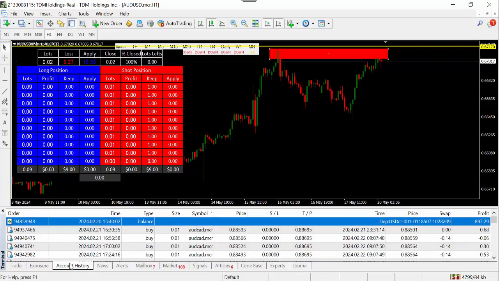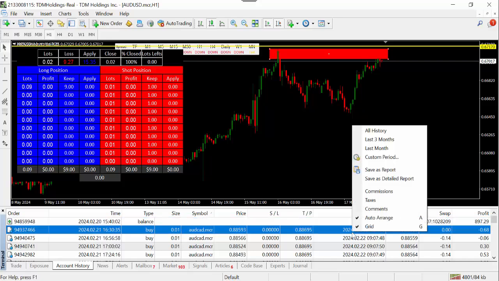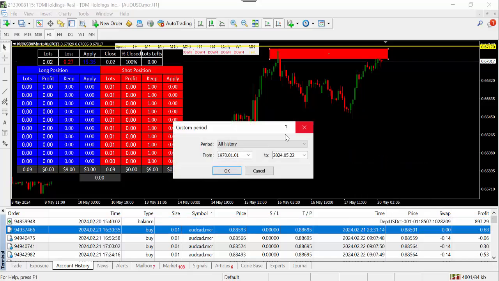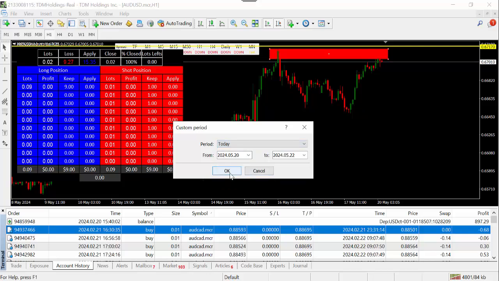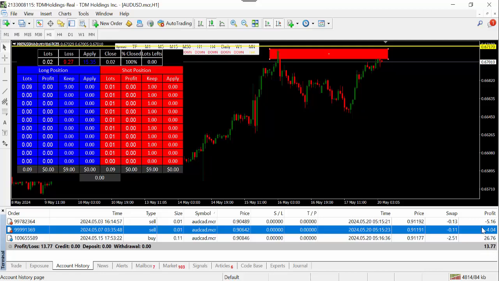Let's check what we did here today. Custom. Let's say today. So after we finish the trimming, we still bank $13 as our profit. We still bank $13 as our profit. You see, so that is how good this trading is.